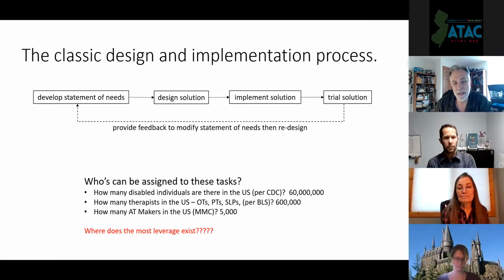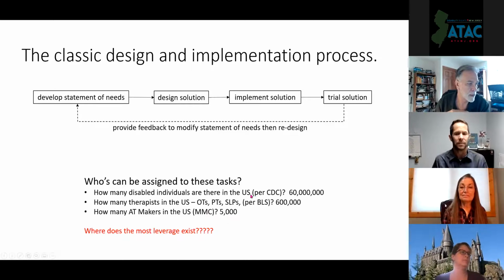So who could be assigned these tasks in the assistive technology world? There are many disabled individuals, and this number of 60 million comes from the CDC, of all places. There are 600,000 therapists out there per the Bureau of Labor Statistics. I wasn't quite sure where to get the number of AT makers in the US, not just makers making tables and whatever. So I turned to Makers Making Change and asked them to swag it. They gave me a couple of different numbers. I rolled those together and came up with roughly 5,000 individuals. With these as the potential people to be assigned tasks in the process, where does the most leverage exist to getting successful products in the hands of as many people as possible? I believe it's this middle number, the 600,000 therapists.